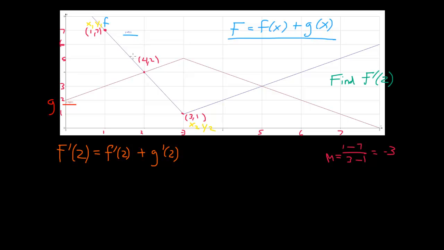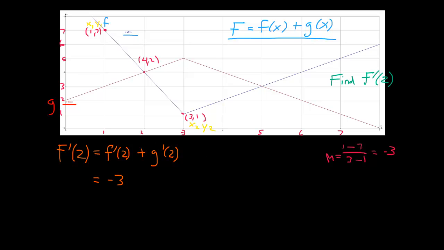So the slope of this blue line, to the left of 3, as far as our graph shows it, that slope is negative 3. So that's the first thing we're looking for. The derivative, that is f prime at 2, is negative 3.